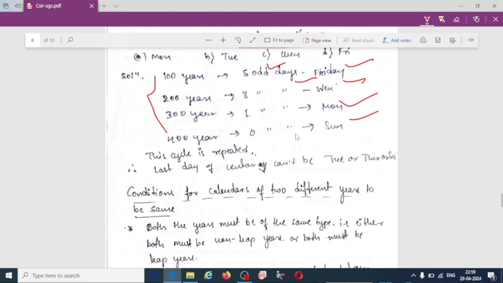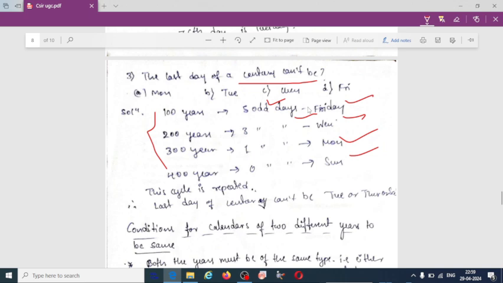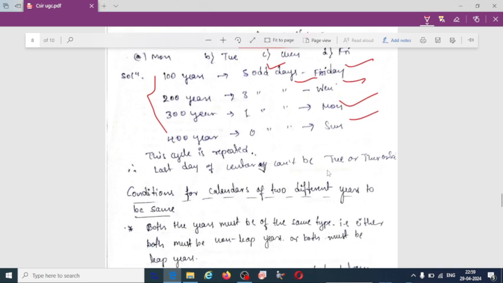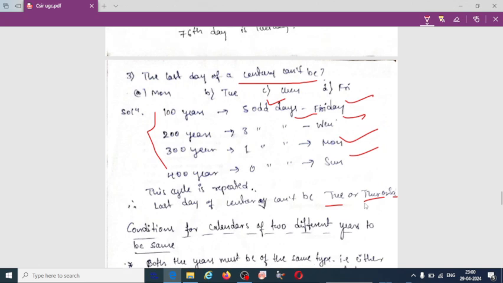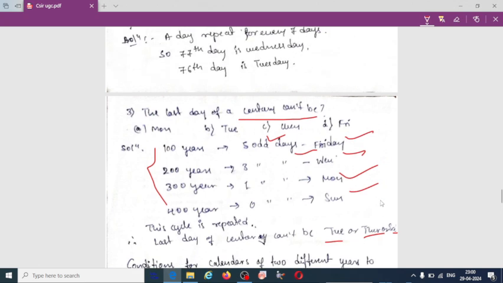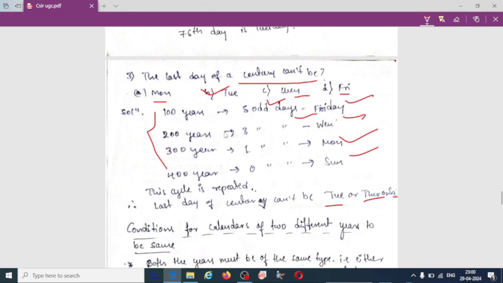Then this cycle is going to repeat. So we can come across all these 4 days, except Tuesday, Thursday or Saturday. The last day of a century cannot be Tuesday, Thursday or Saturday. Here we can come across Monday, Wednesday, Friday, but Tuesday is not possible for a century year. That's why the answer is B.